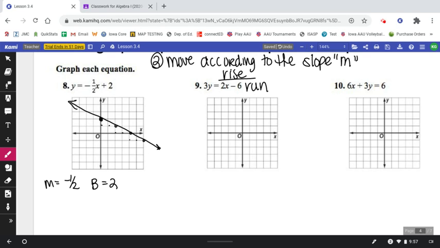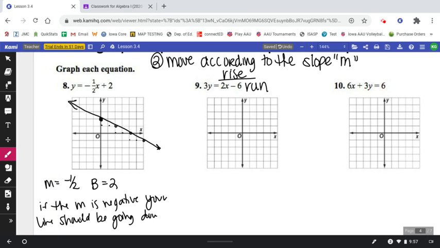Now, an important thing to put in your notes. Remember, if the slope is negative, your line should be going down from left to right. Mine is going down from left to right.